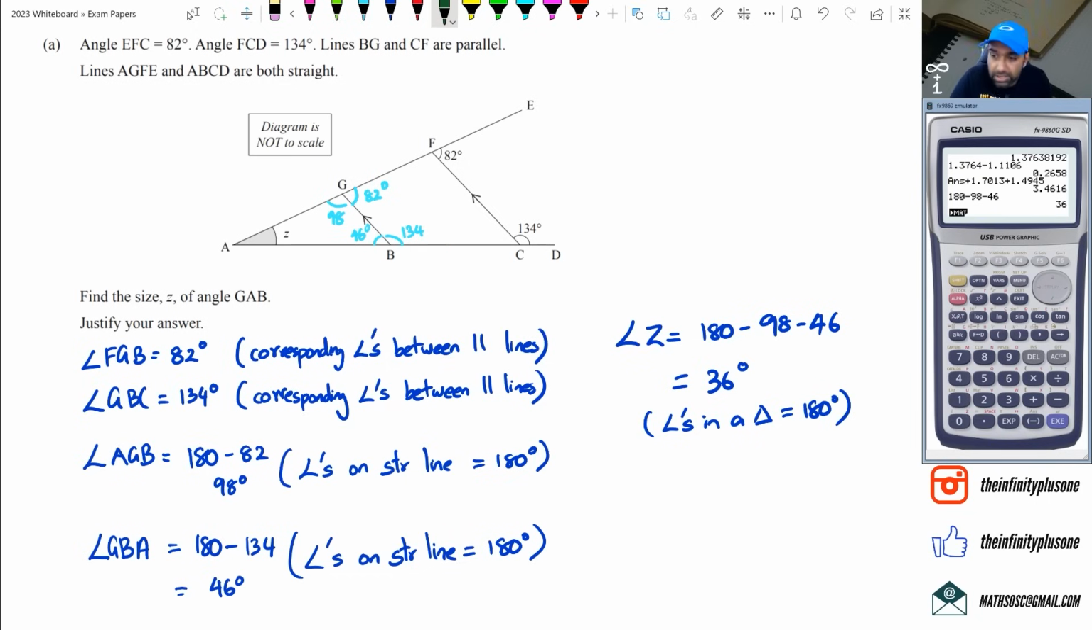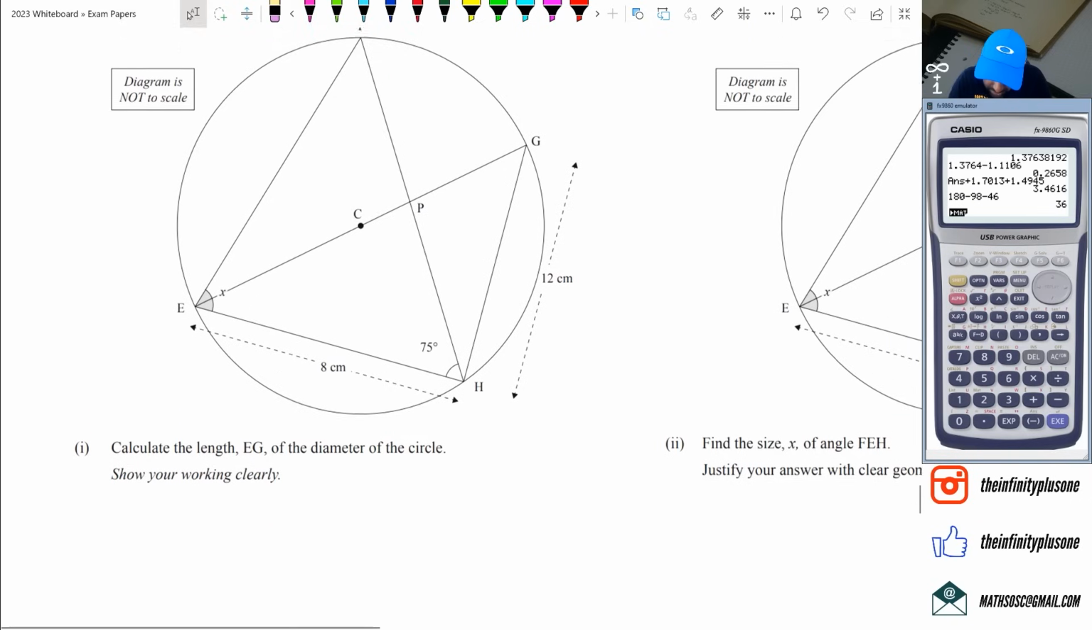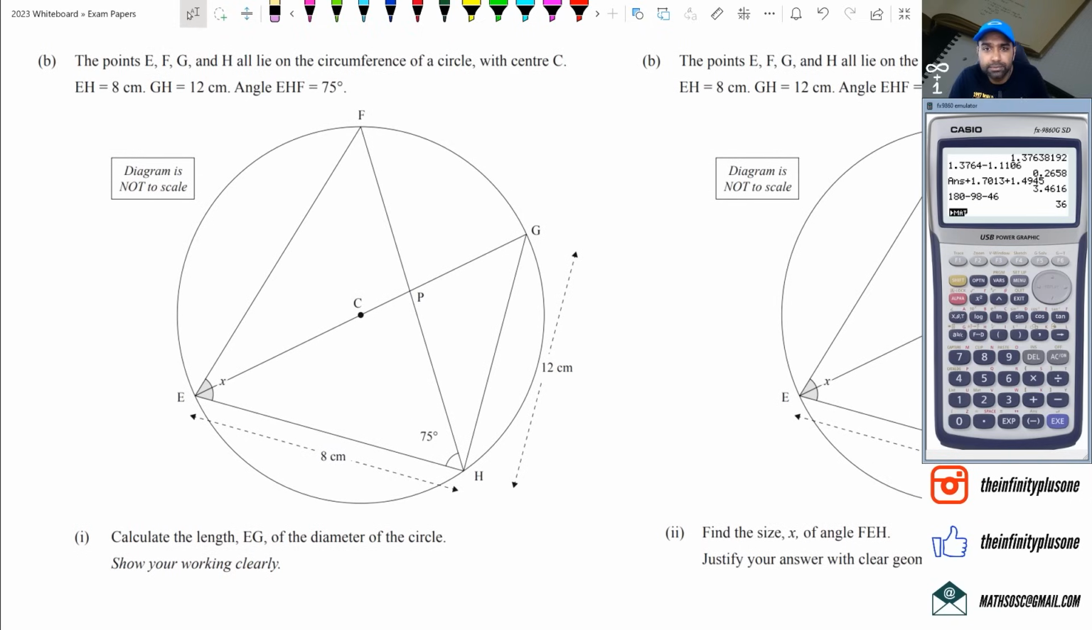So grades wise, found with at least one reason is going to get you a merit. One relevant angle found with evidence is going to get you an achieved for this question. So that's question 3A. Let's go to the next one here.